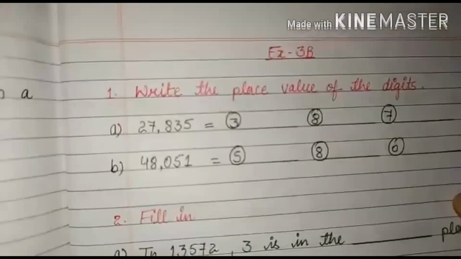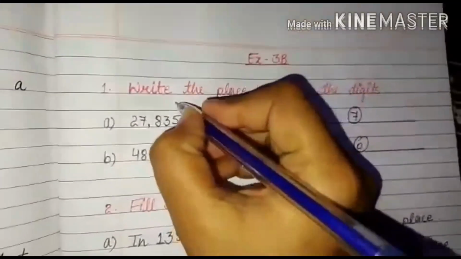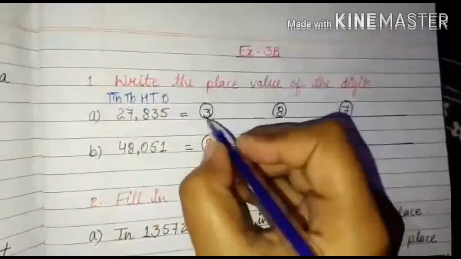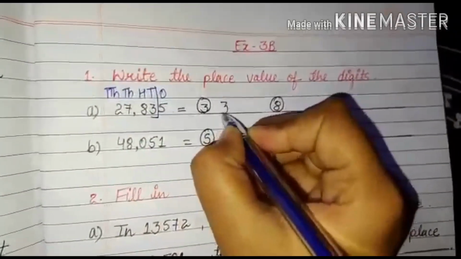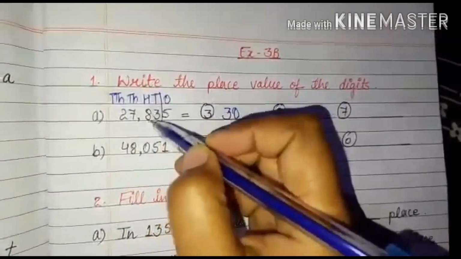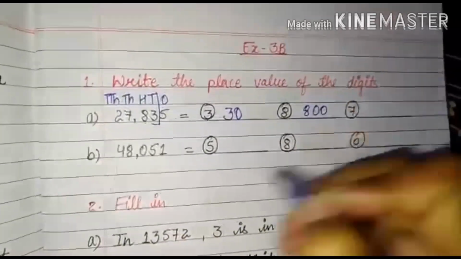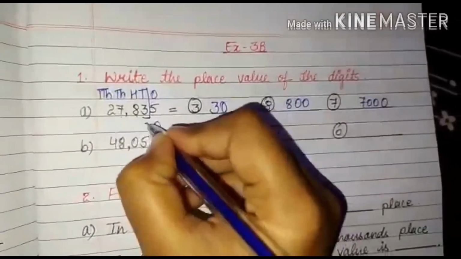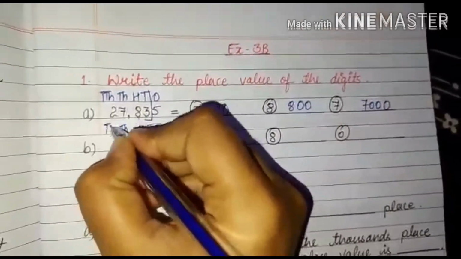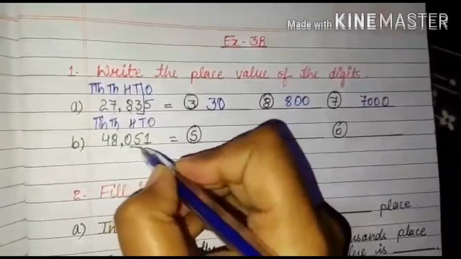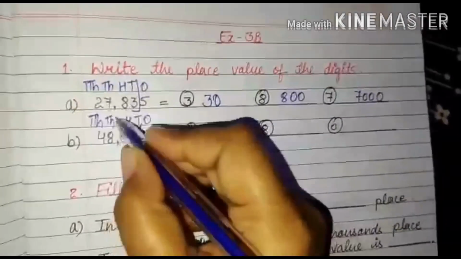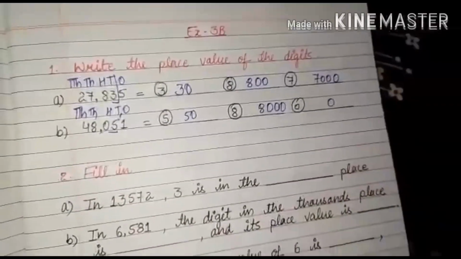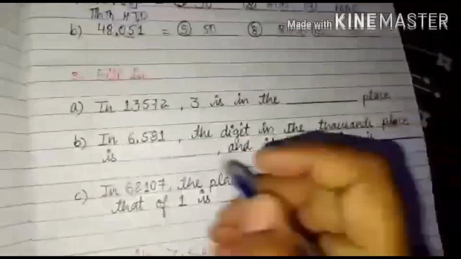Exercise 3B. Write the place values of the digits. So I'll write ones, tens, 100, 1000, 10,000. Place value of 3 will be tens. So that means 30. Place value of 8. 8 comes under 100, so it will be 800. What will be the place value of 7? It will be 1000. So 7,000. Again, ones, tens, 100, 1000 and 10 thousands. So place value of 5 is tens, so that means 50. 8 will be 1000, so 8000. And the place value of 0 remains as it is, the smallest one-digit number.